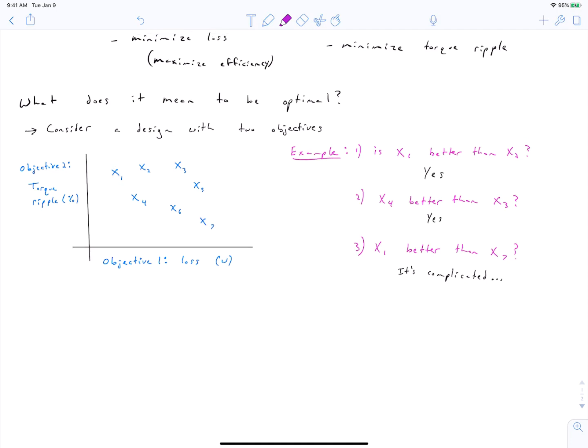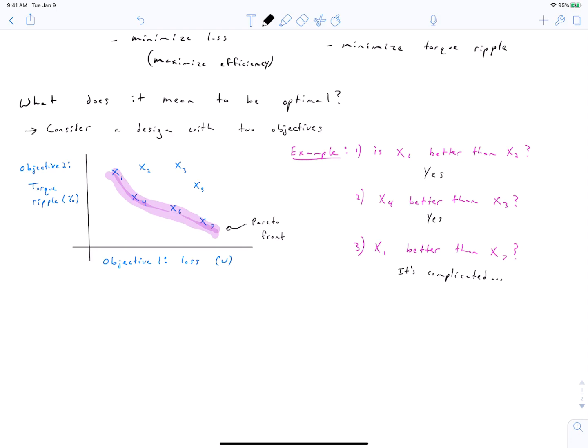And so what we can say from just strictly looking at the objectives is that anything along this front up here is going to be optimal in some sense. Anything along this quadrant is either minimizing our loss or minimizing our torque ripple with respect to one of the other designs. And this front right here is called the Pareto front. We're going to define this a little bit more formally in a little bit. But before we do that, let's talk about the definition of Pareto optimal.